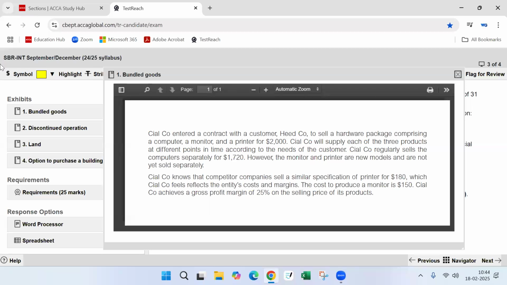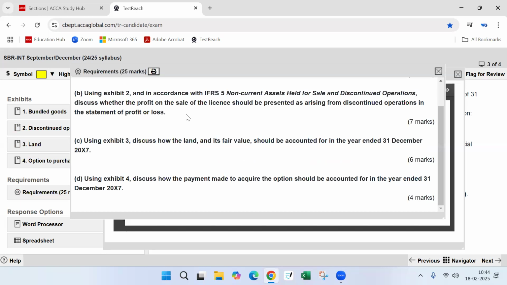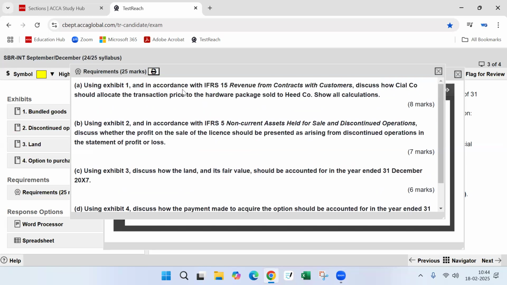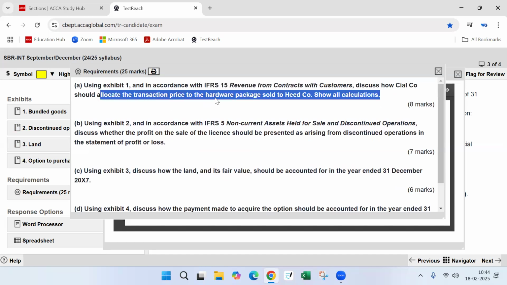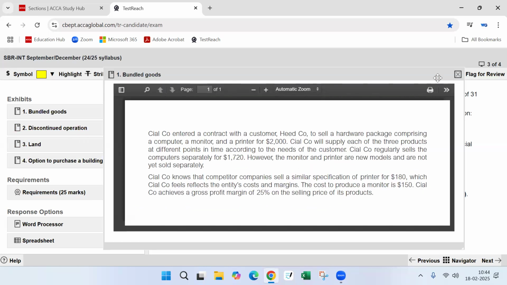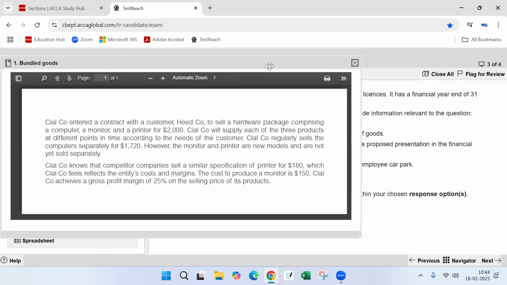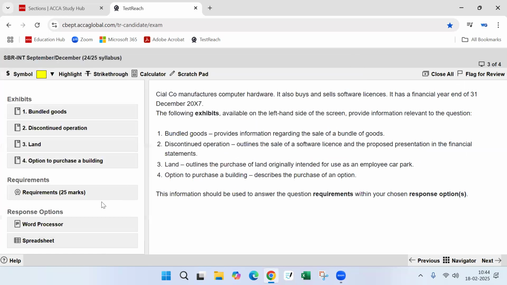So what do you think should be our approach to the answer? What is the requirement? Using Exhibit 1 with IFRS 15, discuss how CL should allocate the transaction price to the package sold to Heed Company. So it's a very simple question. It's allocation of transaction price, which is something that we have already studied. How do you allocate the transaction price? Based upon the standalone selling price of the products the company is selling, right?